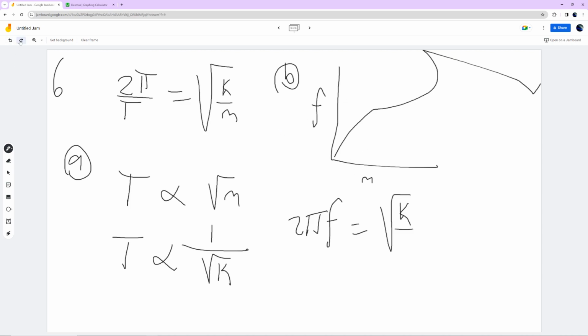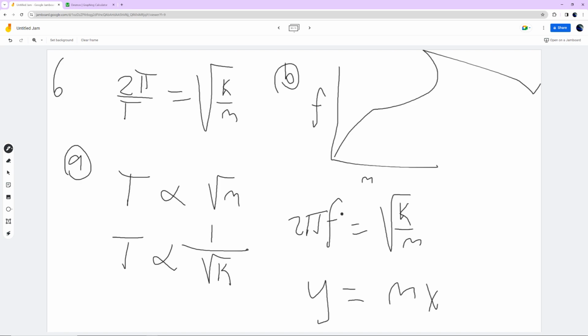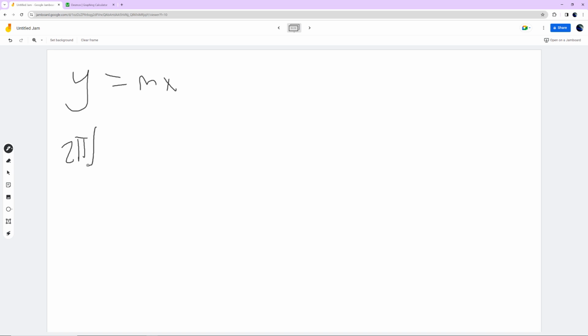So basically we want to then linearize this to make it a straight line. To do that, we want it to be in a y equals mx form. So we already know our y is going to be frequency. So I'm going to go into the next page. So y equals mx. And then we have f equals 1 over 2 pi root k over m. And so basically, m is our variable here.